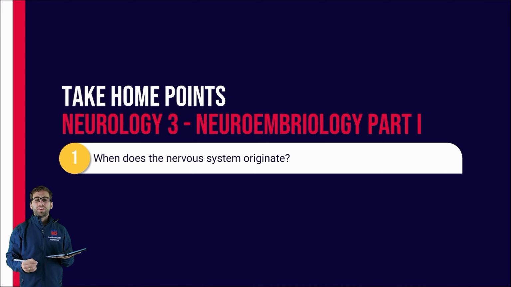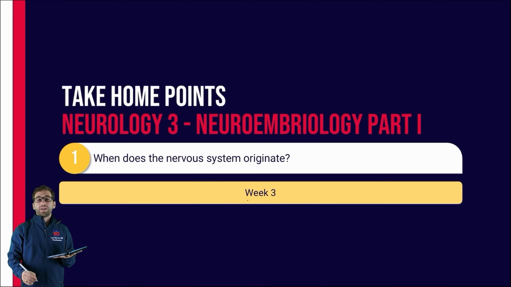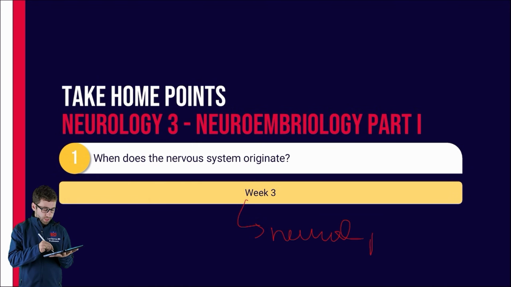To get started with, when does a nervous system originate? Well, the nervous system begins to develop in the third week of the embryonic life. This process starts with the formation of the neural plate, which subsequently follows to form the neural tube, the precursor to the central nervous system. So in 3 weeks, we have the neural plate.